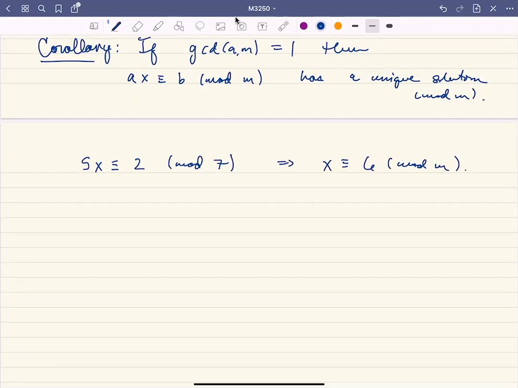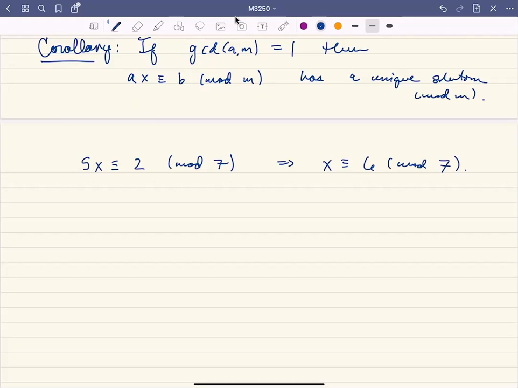There are infinitely many integers that are congruent to 6 mod 7. You just take 6 and then keep adding or subtracting multiples of 7 as much as you want. You can do that infinitely many times. There are infinitely many integers congruent to 6 mod 7.